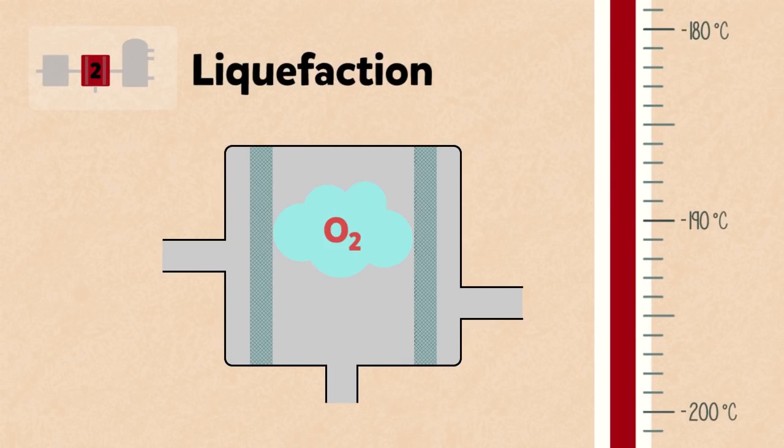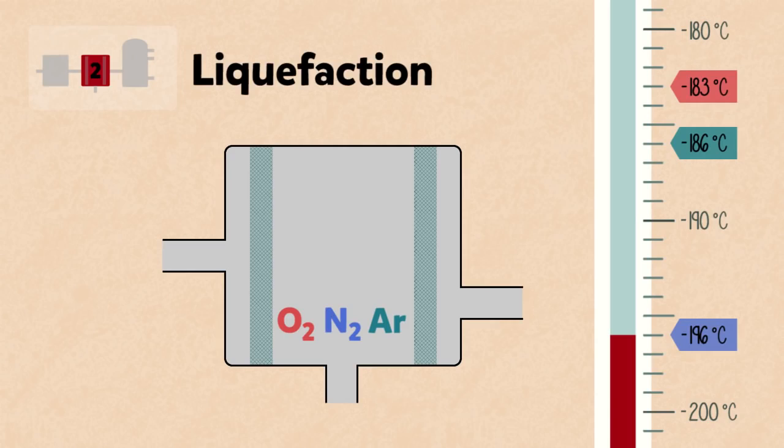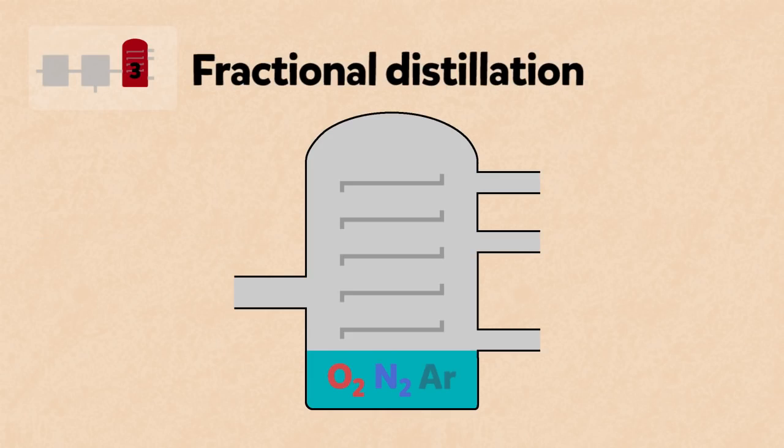The oxygen liquefies at minus 183 degrees Celsius, argon at minus 186 degrees Celsius, and nitrogen liquefies at minus 196 degrees Celsius. The liquid nitrogen, argon and oxygen are then separated by fractional distillation. Let's have a look at this process in detail.